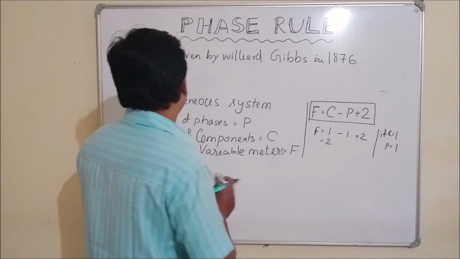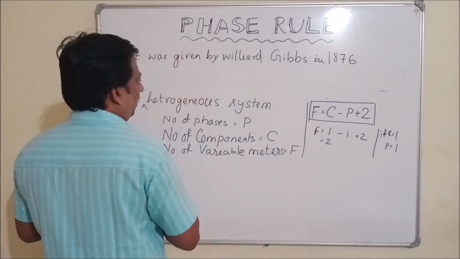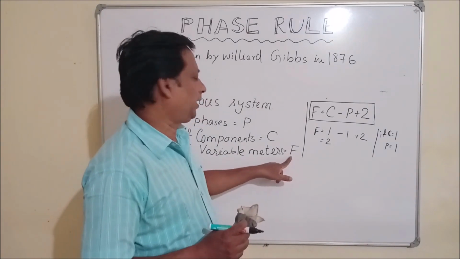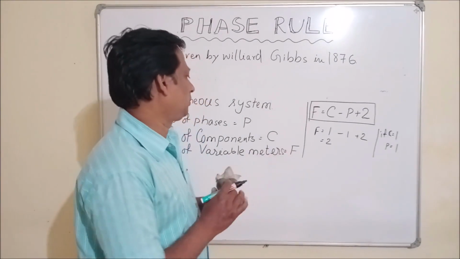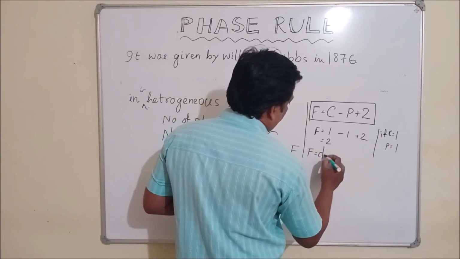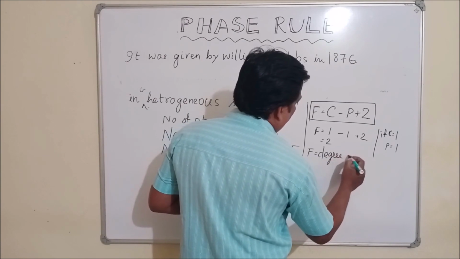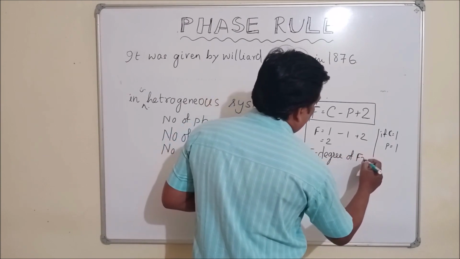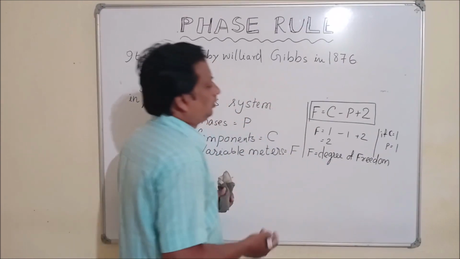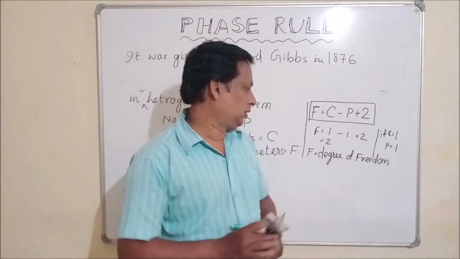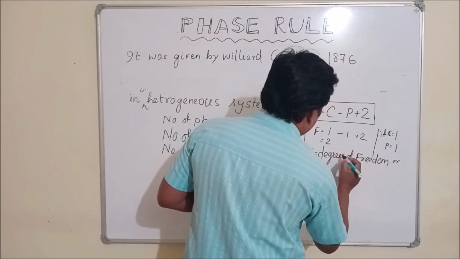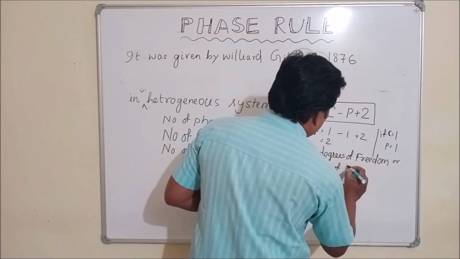Now we discuss what do you mean by phase. But before that, I will tell you, F has another name. F is also known as degree of freedom. This is another name, degree of freedom, or we say number of variables. This is the same as number of variables.